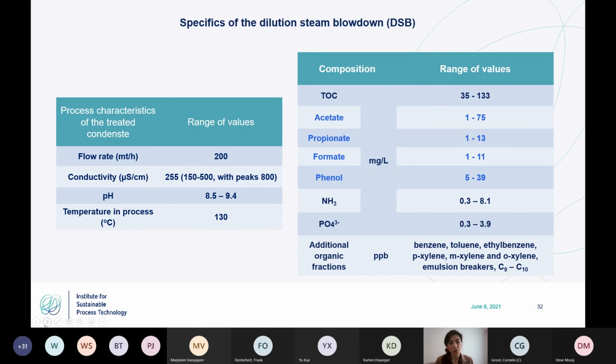This condensate in the process has a temperature of around 130 degrees and a total organic carbon (TOC) pollution of 100 milligrams per liter. There are four main pollutants inside: phenol, acetate, propionate, and formate. These four pollutants together result in around 50% of the total TOC in the stream. Next slide, please.